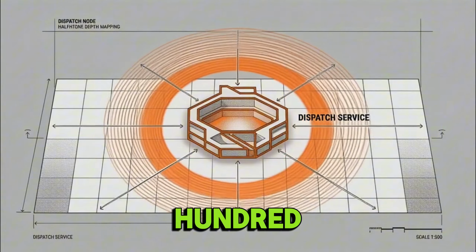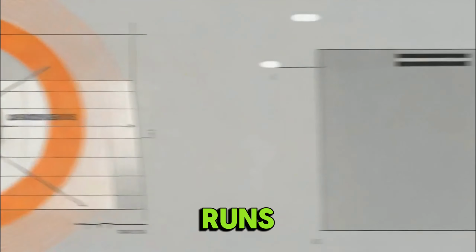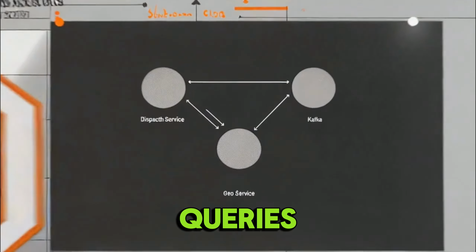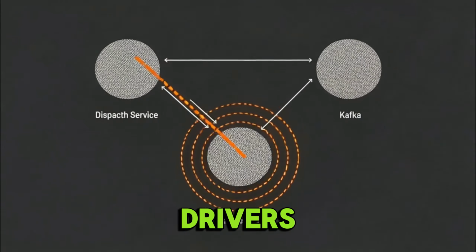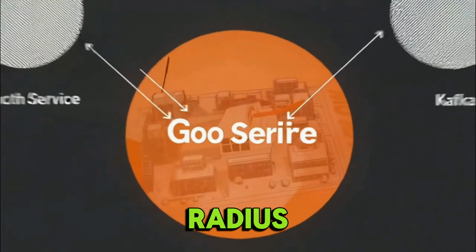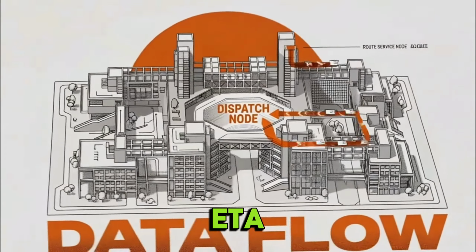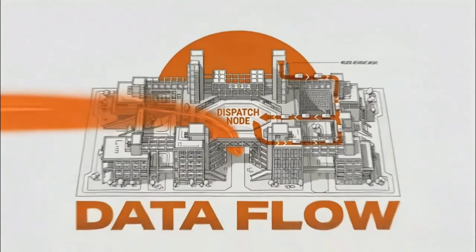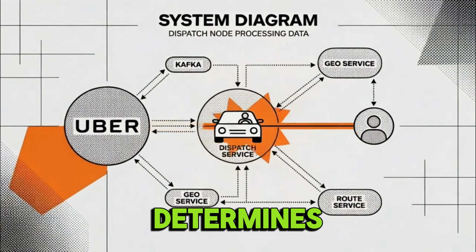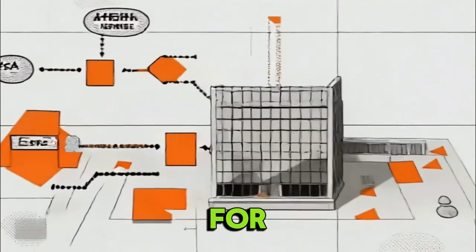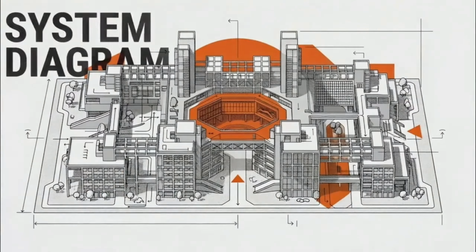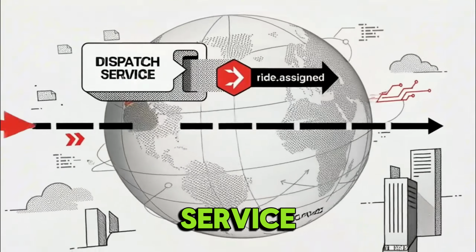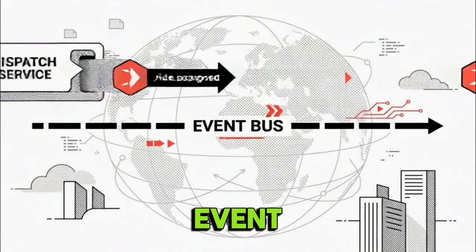Every few hundred milliseconds, the dispatch service runs its assignment algorithm. It queries the geo-service for available drivers within a configured search radius. It pulls current ETA estimates from the root service. It runs the optimization and determines the optimal driver-rider pairing for the entire current batch. When an assignment is made, the dispatch service publishes a ride.assigned event to Kafka.